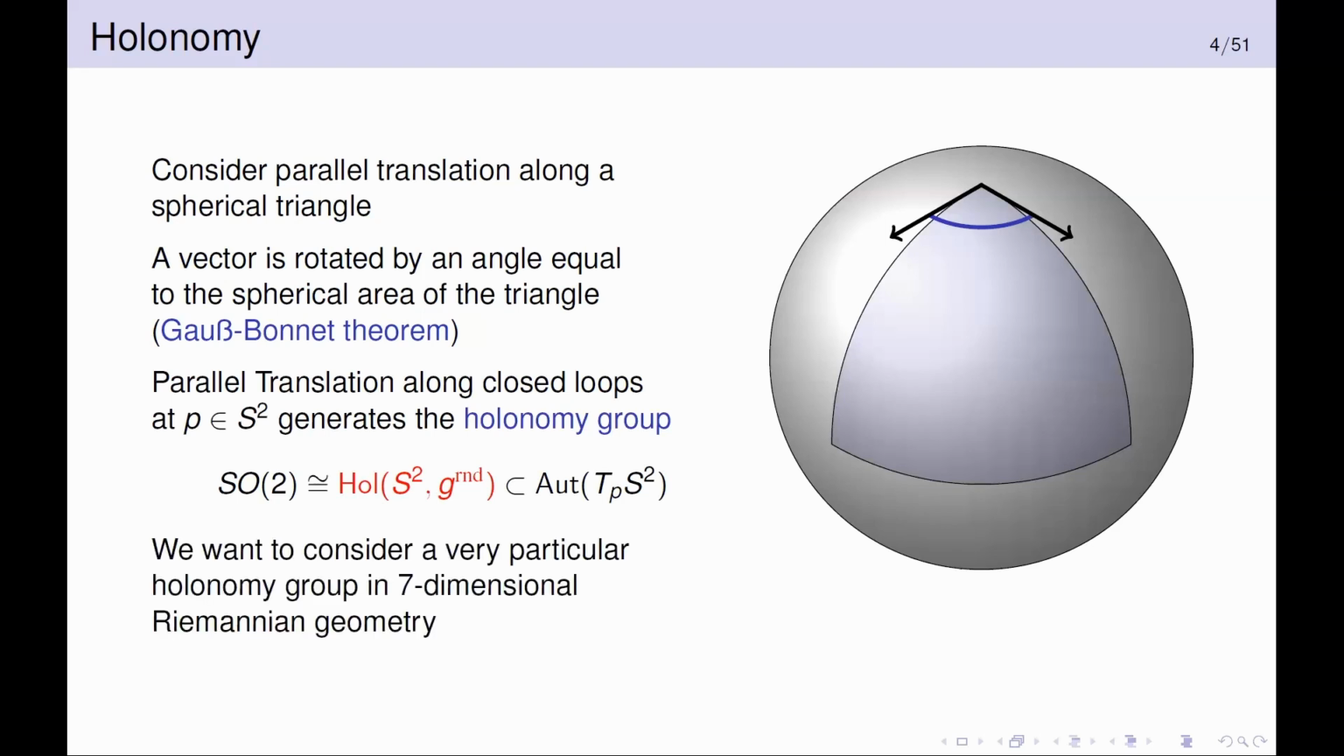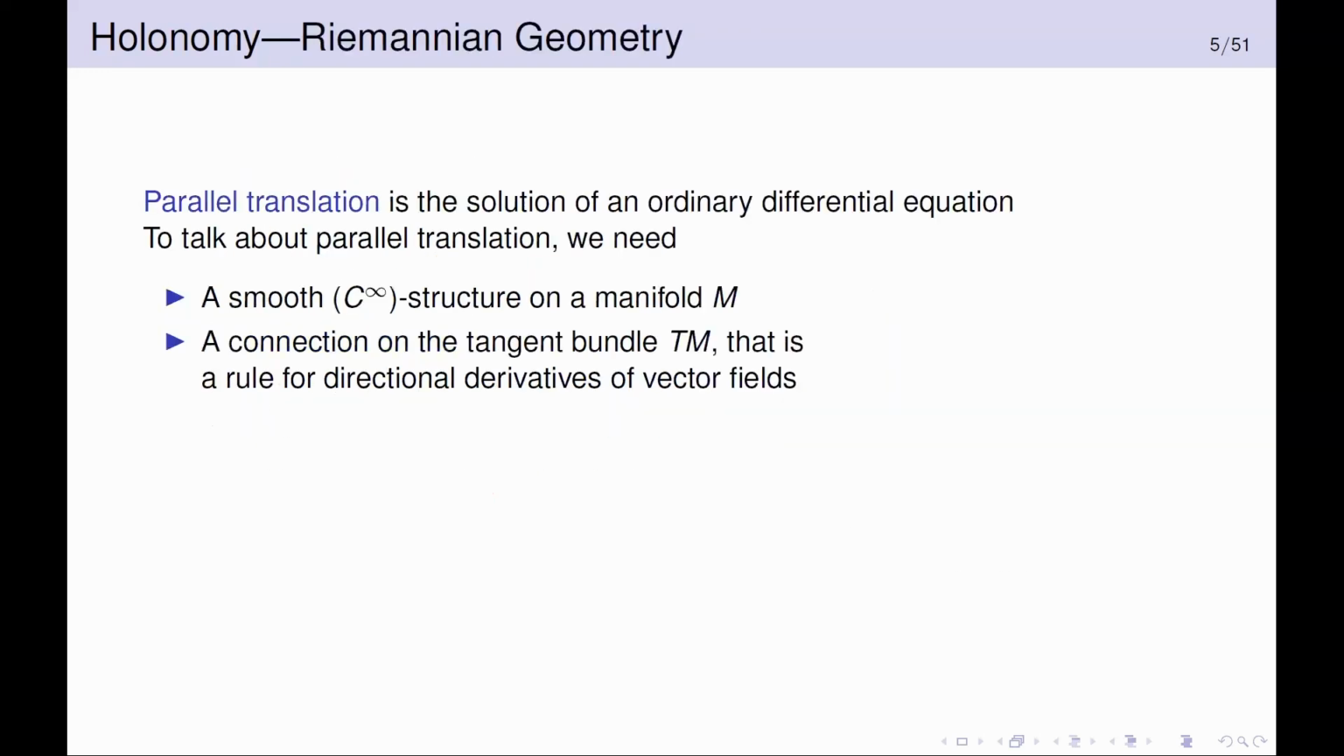And from the title, you know that we are going to look at a very particular holonomy group now in 7-dimensional Riemannian geometry. So, parallel translation means we have to solve some ordinary differential equation. We have a vector field along a curve, and this vector field has to be parallel. To talk about this, we need to be able to differentiate. And to make life simpler, I assume that I have a smooth, by which I mean C infinity, structure on a manifold M. So at least theoretically differentiation makes sense.